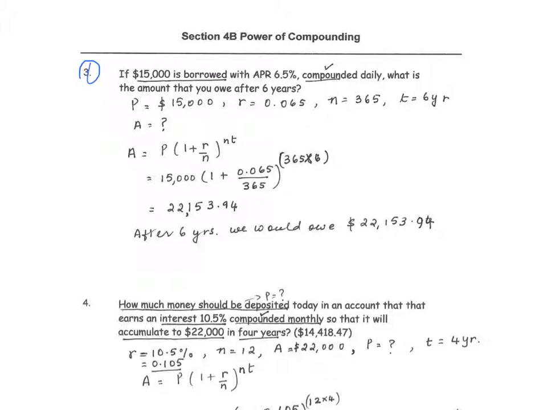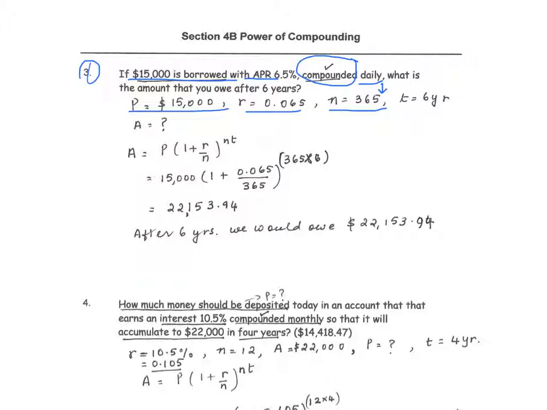read the question, and if you need to pause the video, do that. 15,000 is borrowed, so that's $15,000. The annual percentage rate is 6.5%, so R is 0.065. The important thing to notice is it's compounding. Somewhere in the question, you'll need to see whether it's compounded interest or simple interest. It's daily compounding, so it tells us the number of times that it is compounded is 365.